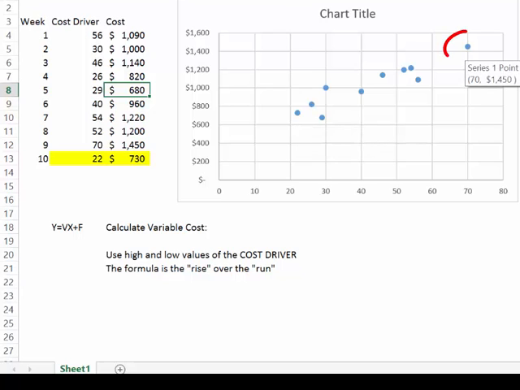So our high driver is up here. It is the point that is at 70 and 1450. So we're going to find that. Here it is, 70 and 1450.